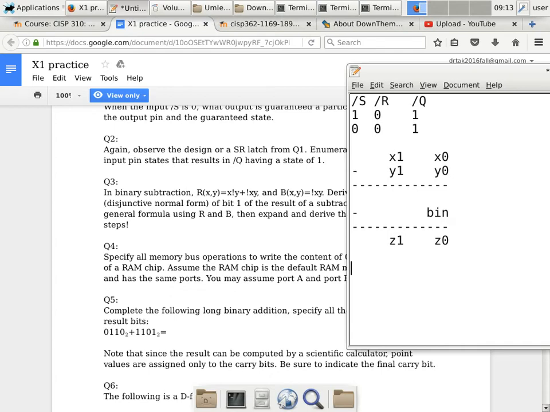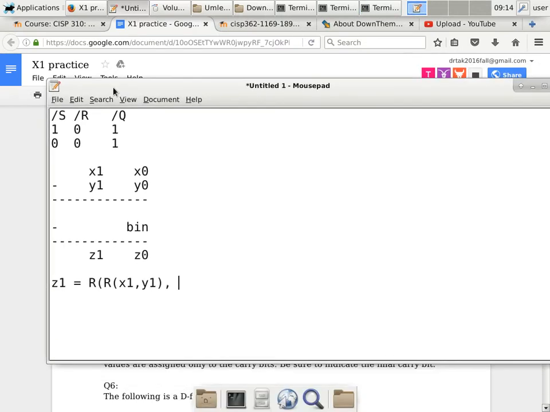You derive it, right? So let's go ahead and derive it. This is not that bad, it is really not that bad. Z1 is the result of two subtractions. It is the result of a subtraction where we are subtracting the result of subtracting X1 and Y1 from X1, and we are subtracting the borrow from the previous bit.